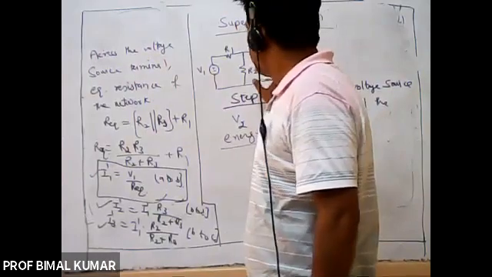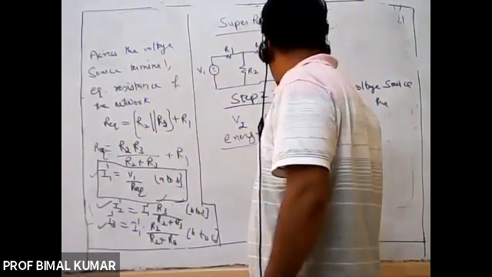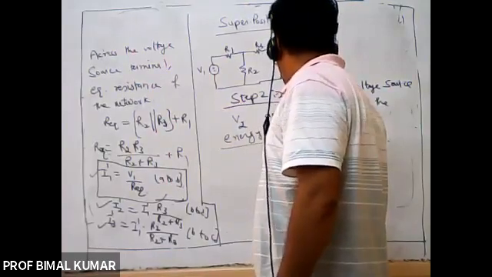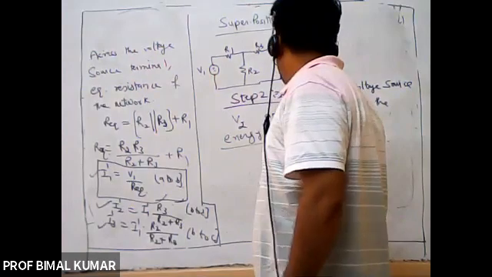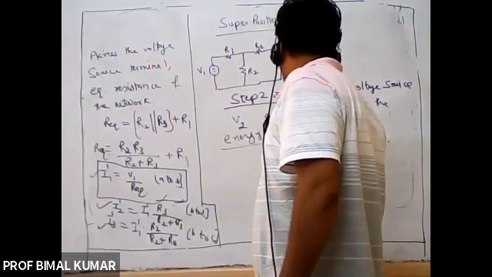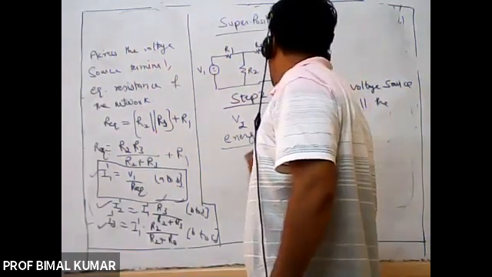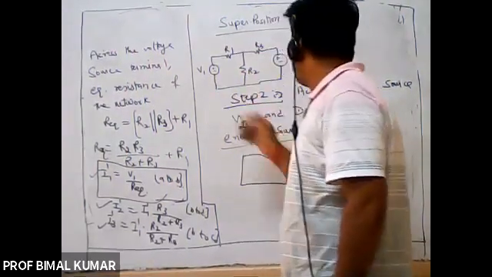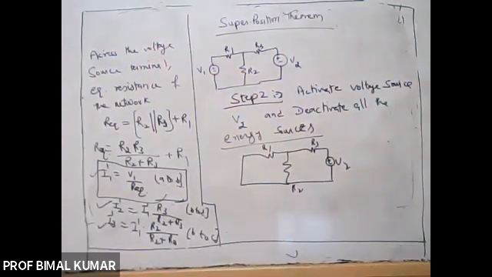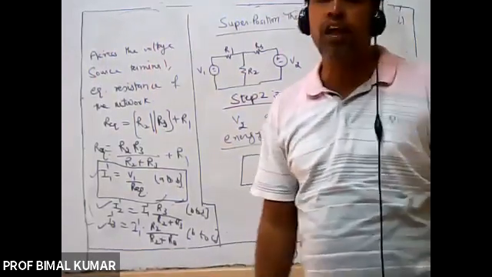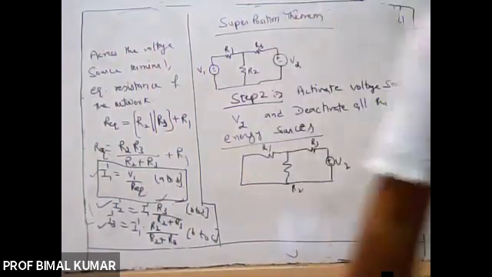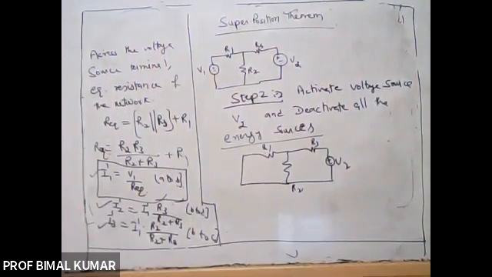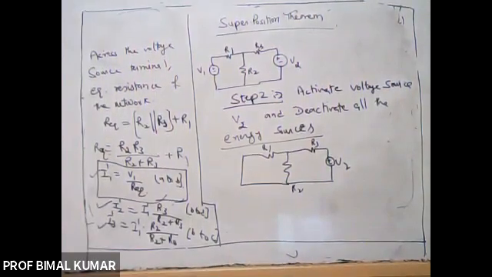So here this is your V2. I am keeping it in the activated state. So V2 is there, and R3, here it will be R2, and it is R1, and V1 is replaced by a short circuit because V1 is a voltage source and a voltage source will be replaced by a short circuit, right? Because the internal resistance of the voltage source will be 0, right?